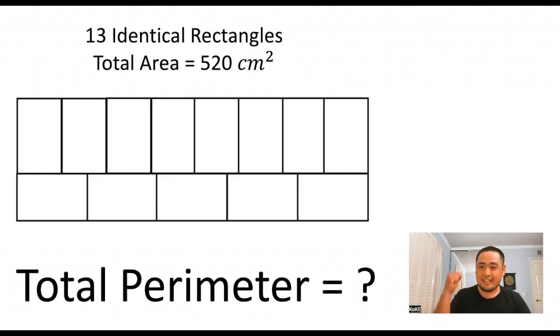Math Challenge 84. All right, guys, this is a Singapore Math 5th grade geometry problem. There are 13 identical rectangles that make up the larger rectangle, and the total area of the entire big rectangle is 520 square centimeters. So the question is, what is the total perimeter?